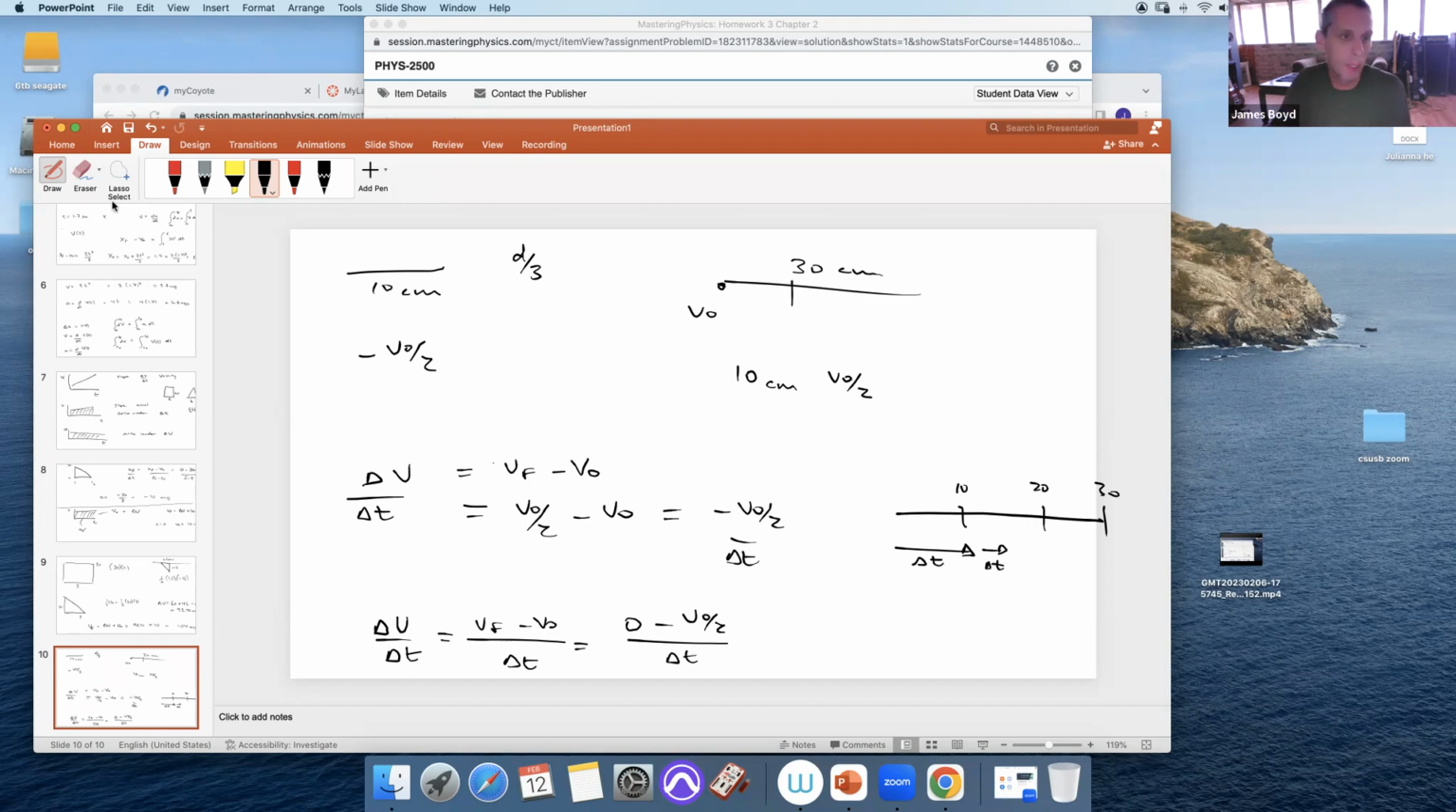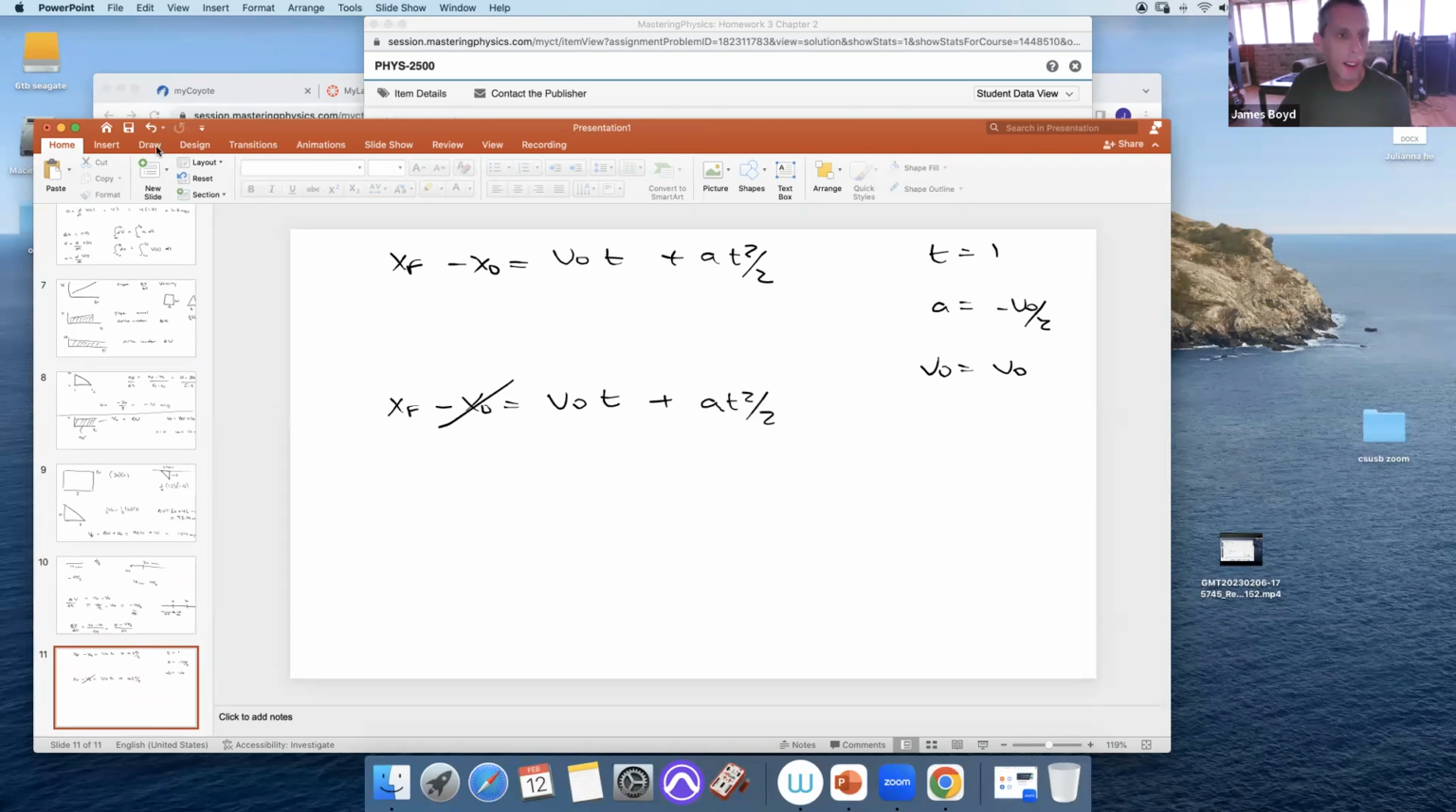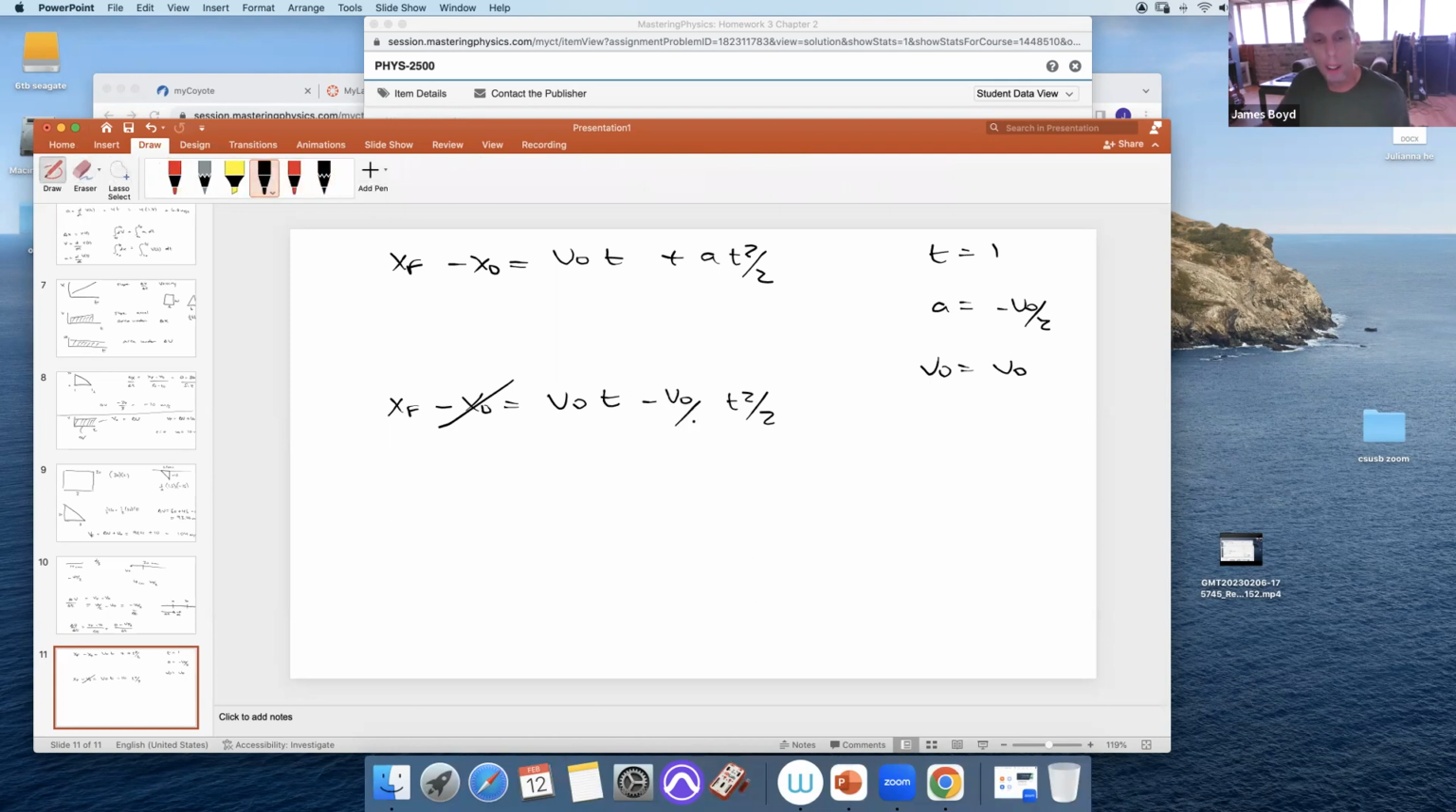If we think about it this way, x final minus x initial is V naught t plus a t squared over 2. And in the first interval, a is negative V naught over 2, and V initial is V initial. So I get V initial t plus a t squared over 2, but I'm going to change this to negative V naught over 2. And I know this was 10. I don't know what V naught was. I'm going to assume that t is 1. So I get V naught minus V naught over 4, and so what I get is that 3/4 V naught is equal to 10. So V initial was 40 over 3.